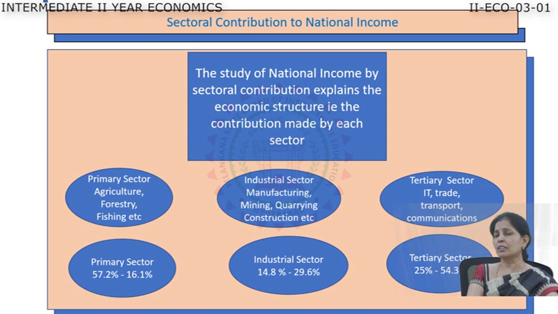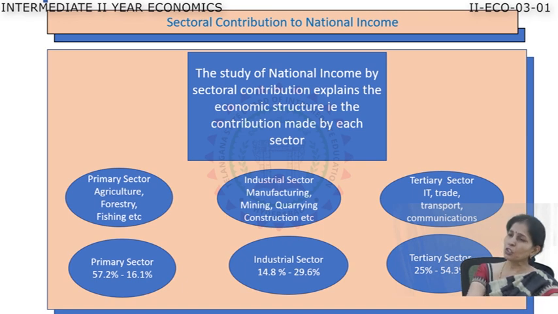Let us see how much each sector used to contribute earlier and how much it is contributing now. This statistical information compares 1950 to 2019. The primary sector, which is agriculture, forestry, fishing, was contributing 57.2% to the national income and at present 16.1%, the 2019 data. That means the economy is growing, because the contribution from the unorganized sector to the national income is reducing.